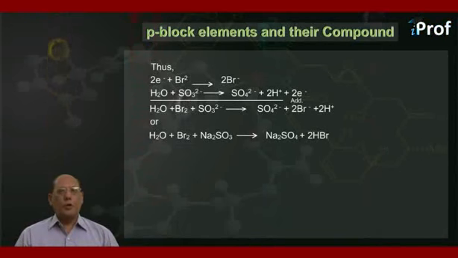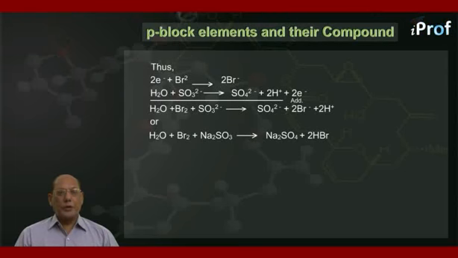Thus, 2 electrons plus Br2 give 2 Br minus. And the second half is H2O plus SO3 2 minus gives SO4 2 minus plus 2 H ion plus 2 electrons. Adding these two half equations we get H2O plus Br2 plus SO3 2 minus forming SO4 2 minus plus 2 bromide ion plus 2 H ion.